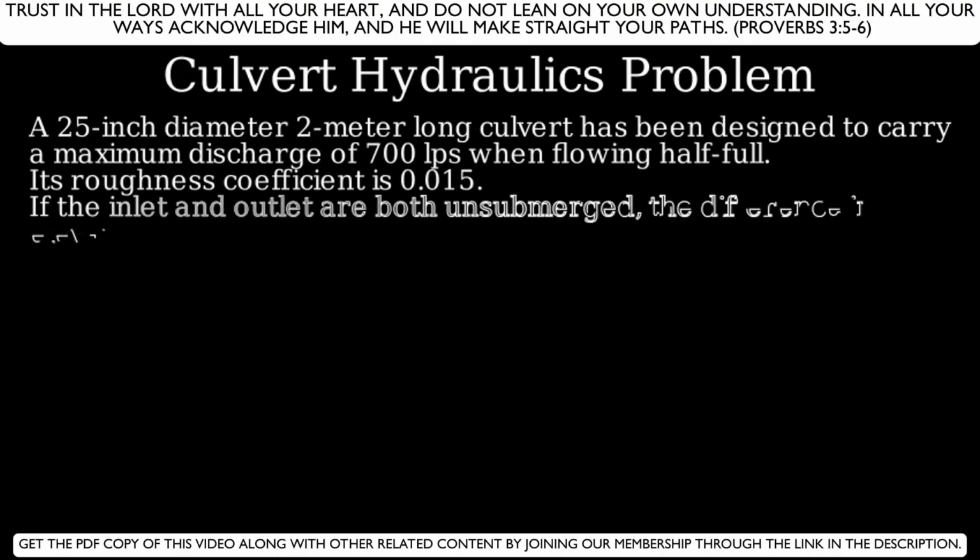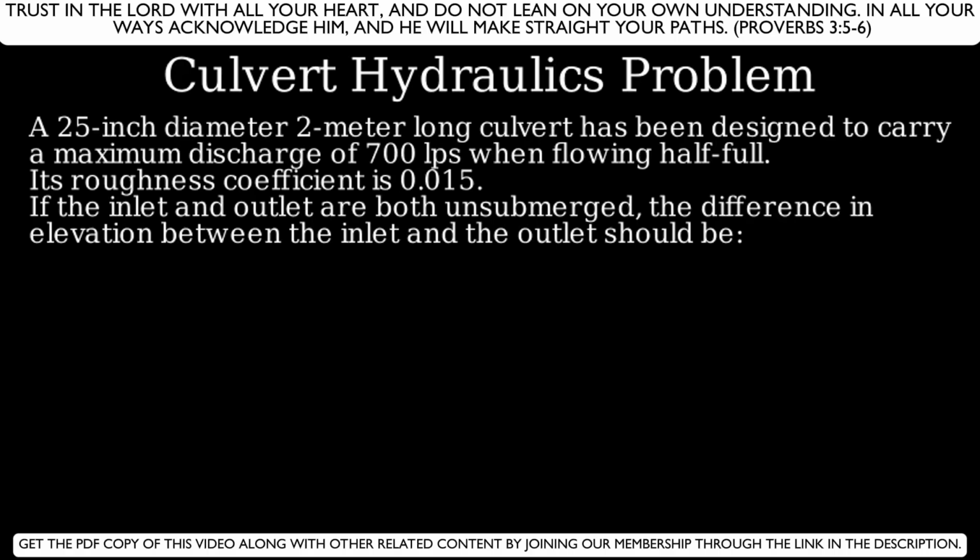Here's our problem. A 25-inch diameter, 2-meter long culvert has been designed to carry a maximum discharge of 700 liters per second when flowing half full. Its roughness coefficient is 0.015. If the inlet and outlet are both unsubmerged, the difference in elevation between the inlet and the outlet should be, and we're given four options: A, 5 centimeters, B, 7.5 centimeters, C, 10 centimeters, and D, 12.5 centimeters.